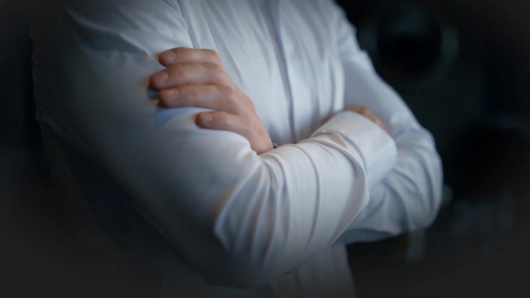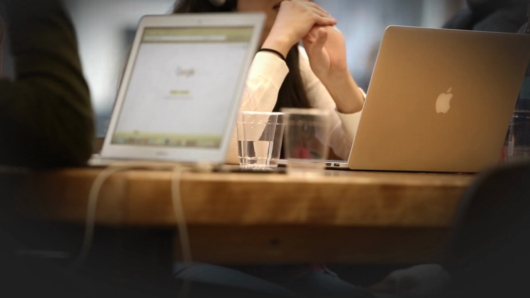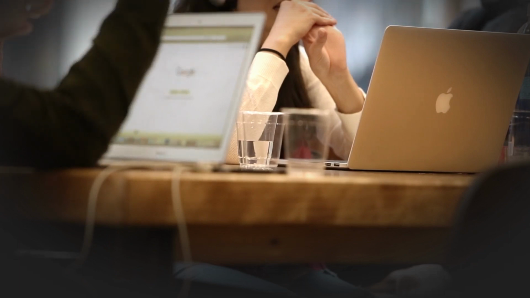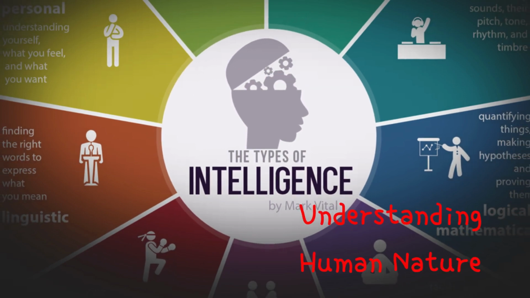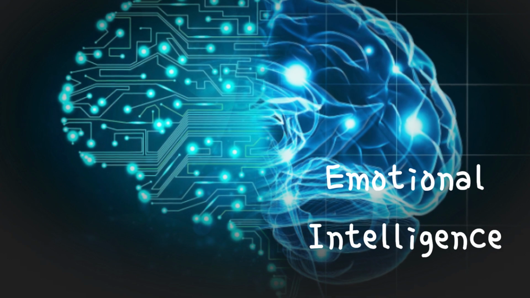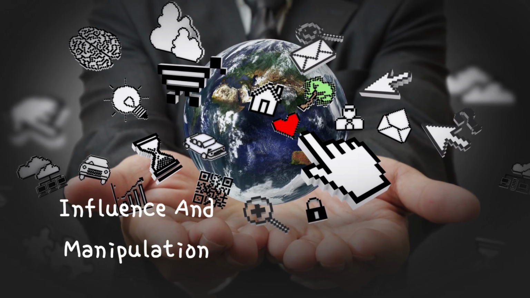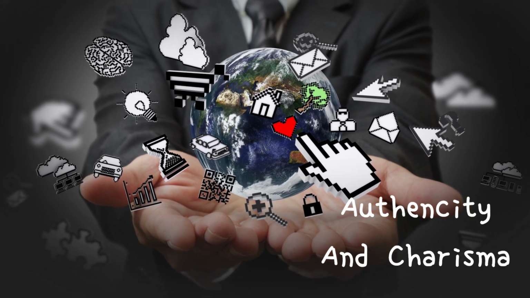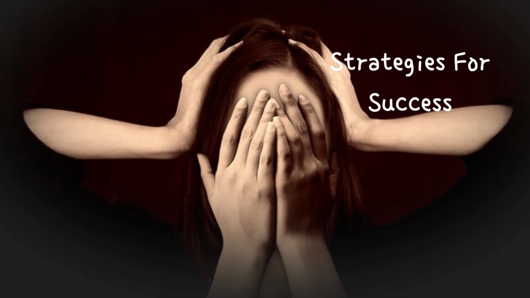It delves into understanding why people behave the way they do and provides practical advice for navigating various social and professional situations. Here is a summary of the key themes and concepts covered in the book. Number 1, self-awareness. Number 2, understanding human nature. Number 3, social intelligence. Number 4, emotional intelligence. Number 5, influence and manipulation. Number 6, authenticity and charisma. Number 7, social dynamics and power. Number 8, strategies for success.